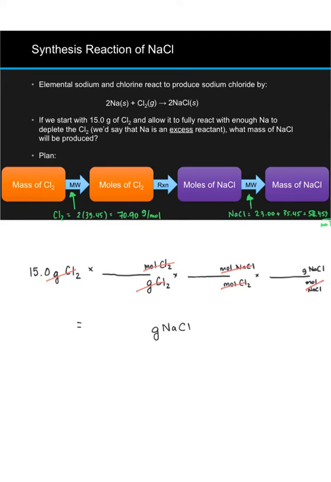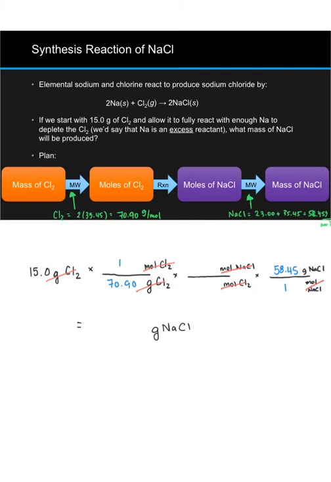Now we have to fill in these conversion factors. To fill in this one, we need the molar mass of chlorine. 1 mole worth of chlorine has a mass of 70.90 grams. And for the final conversion factor over here, we need the molar mass of sodium chloride. 1 mole worth of sodium chloride has a mass of 58.45 grams. That was the work we did as preliminary tasks, figuring out the molar mass of chlorine and NaCl respectively.